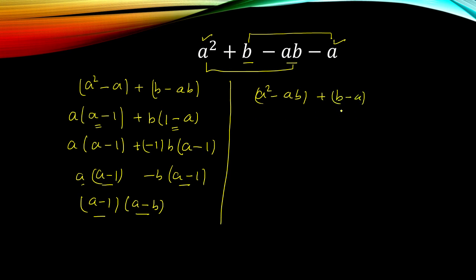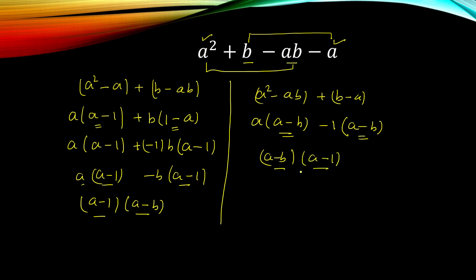So let's start how to factorize. Here a is common, so we take a common, so it should be a minus b. Here we have b minus a. If we take minus 1 common, definitely a and b would change their signs. So a minus b is common. Now a minus 1 remains inside, and this gives the first and second factor of the expression.